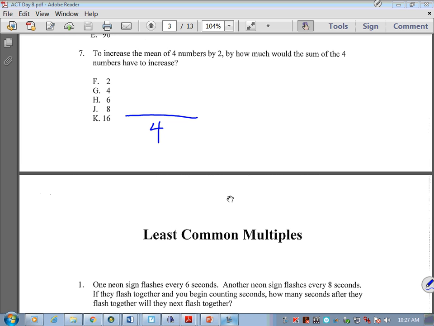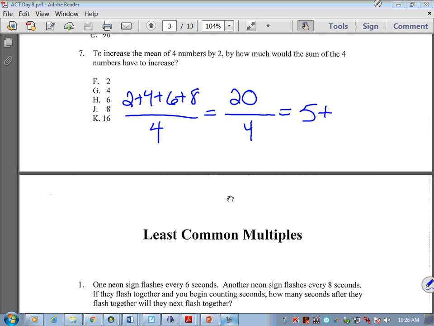Give me some numbers. 2, 4, 6, and 8. What's 2 plus 4 plus 6 plus 8? 20. And 20 divided by 4 is 5. So the average is 5. So to increase the mean of 4 numbers by 2, what would I want the average to be? I'd want the average to be 7.